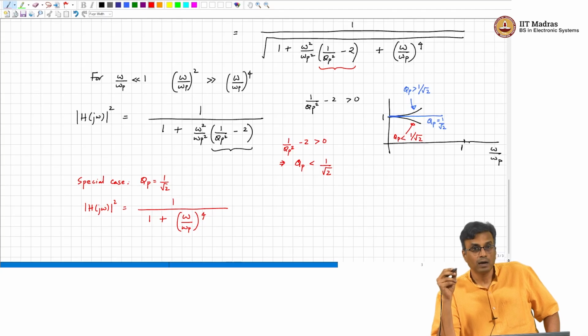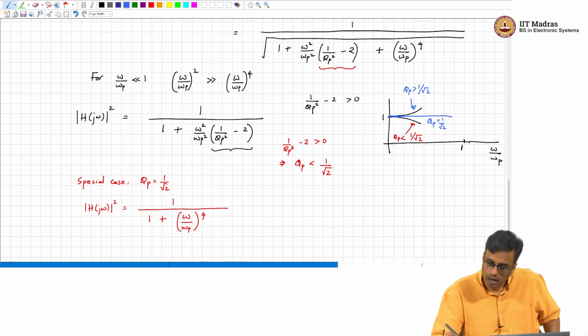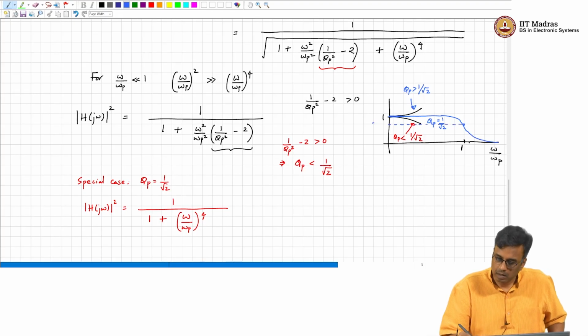At omega by omega p equal to 1, what will be the transfer function? That is a square magnitude here. 1 by root. So, basically at this point, this will be 1 by root.